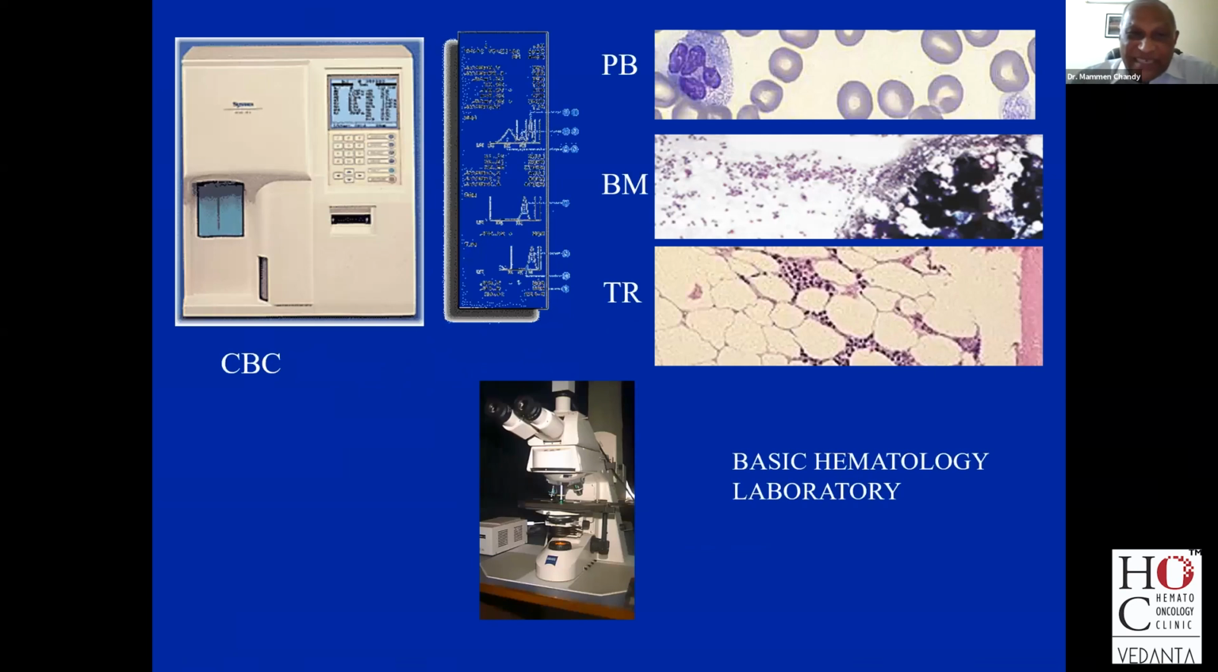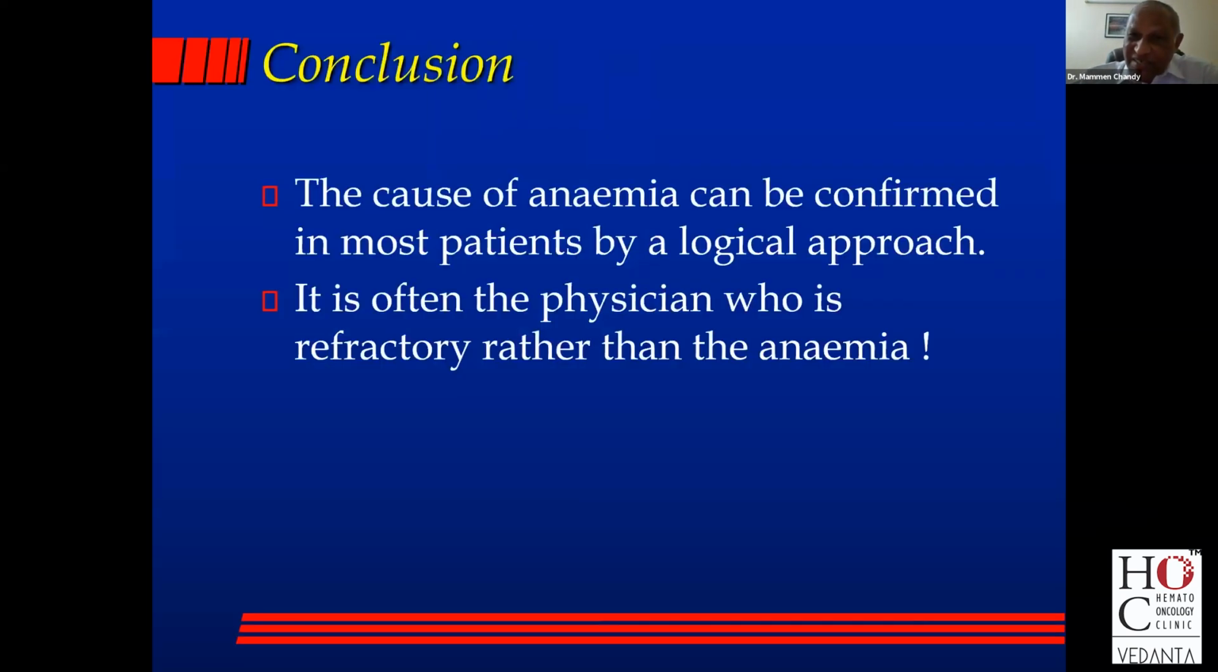So all you need to approach an anemia correctly is a CBC. And in the CBC, look at the reticulocyte count, look at the MCV, right? Look at the peripheral smear, bone marrow aspirate, and biopsy. And with this instrument alone, you can make a correct diagnosis in most patients with anemia. So it is seldom that an anemia is refractory. It is more often the physician who is refractory rather than the anemia if you approach it correctly.